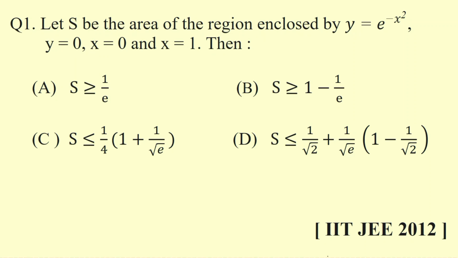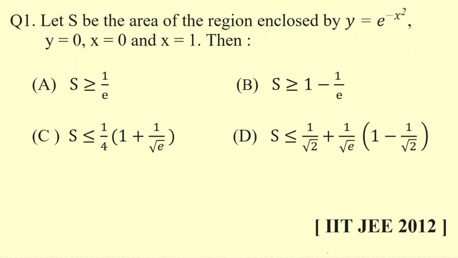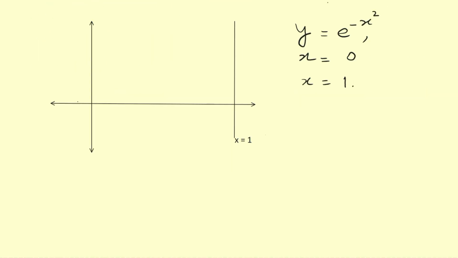Now for this first we will need the graph of this function. Notice that x equal to 0 is the y-axis, x equal to 1 is an ordinate or a vertical line parallel to y-axis, and y equal to 0 is x-axis. So if you locate them on the plane, we have x equal to 0, x equal to 1 marked already, and also y equal to 0 as x-axis.